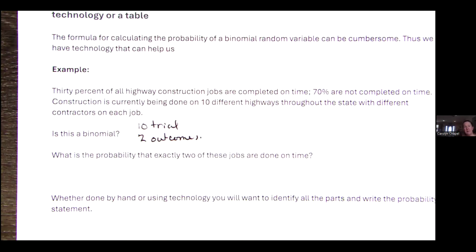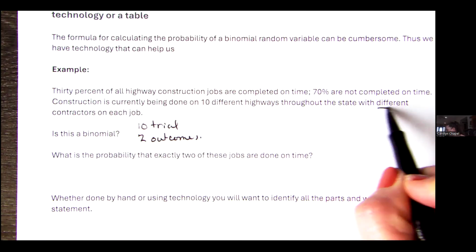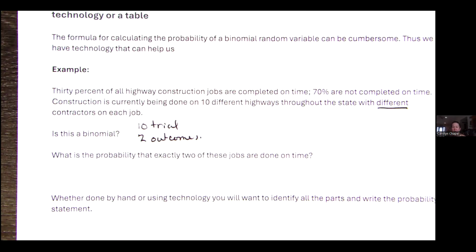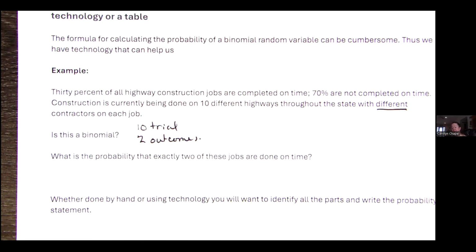Are they independent from one another? In this case, yes, because we did use different contractors on each job. So that makes it independent. What happens on one job will not affect what happens on another because of the different contractors. If we had not used different contractors, we would not be able to do a binomial.